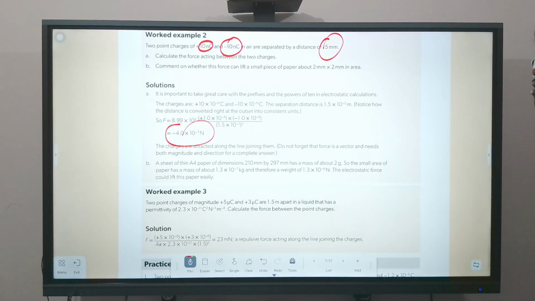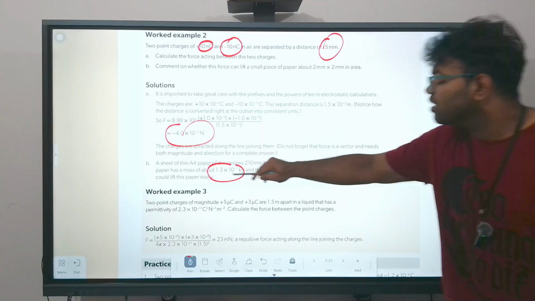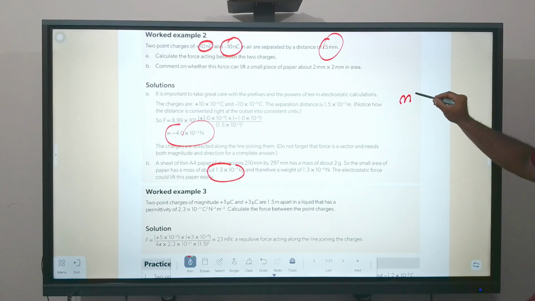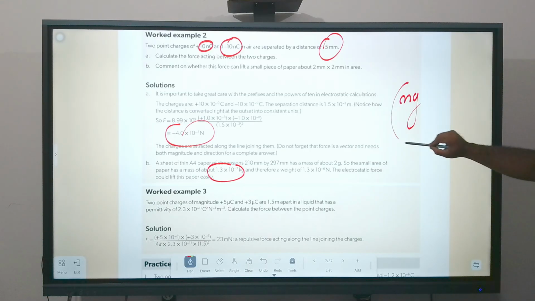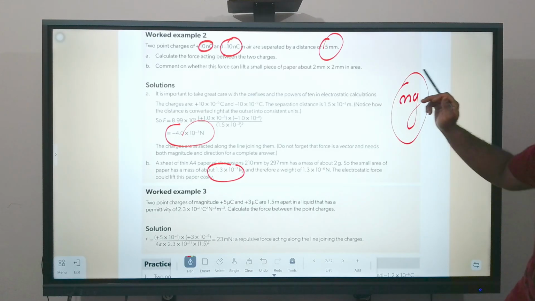So the small area of paper has a mass of about 1.3 into 10 to the power minus 7 kg, and therefore a weight of 1.3 into 10 raised to power minus 6 newtons. Now, how did we get the weight? You've calculated the mass, and weight can be calculated by using the formula mg. Okay, mg, right?